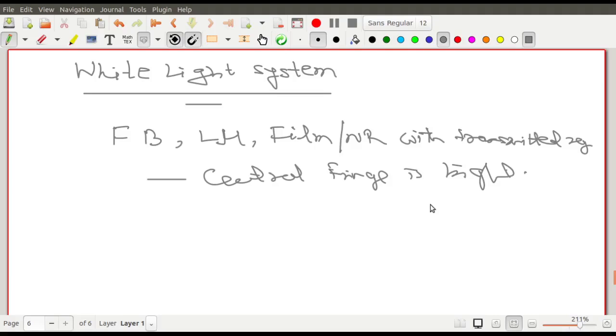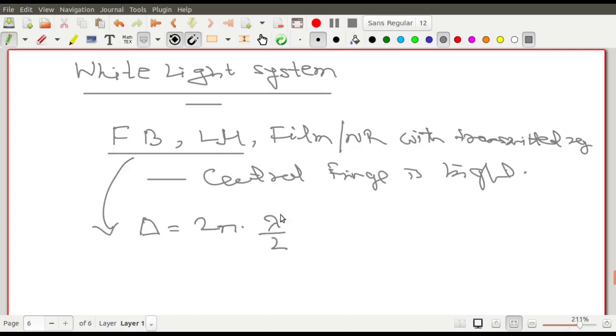So as the central fringe is bright for this particular condition, you understand that the path difference comes out to be twice n into lambda by 2. So for the Fresnel biprism and the Lloyd's mirror experiment, you may just have delta equals twice n into lambda by 2.